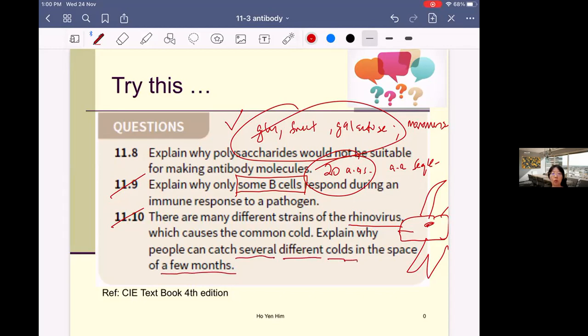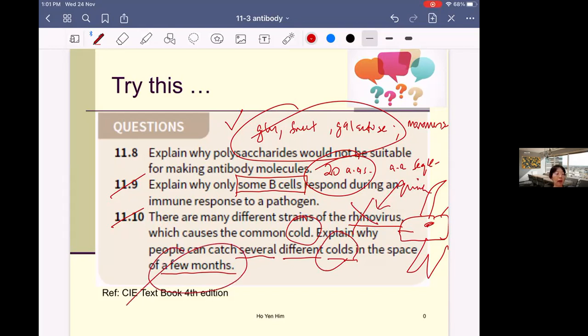So that means when you catch the cold, your immune system is supposed to have been activated so that the next time you get the same virus, your body will remember that virus. So it can launch an attack towards that virus very quickly to remove it, and therefore it will not cause illness. That means it will not cause a cold. So this question is asking how come after you get a cold, you will still get a cold in a space of a few months?